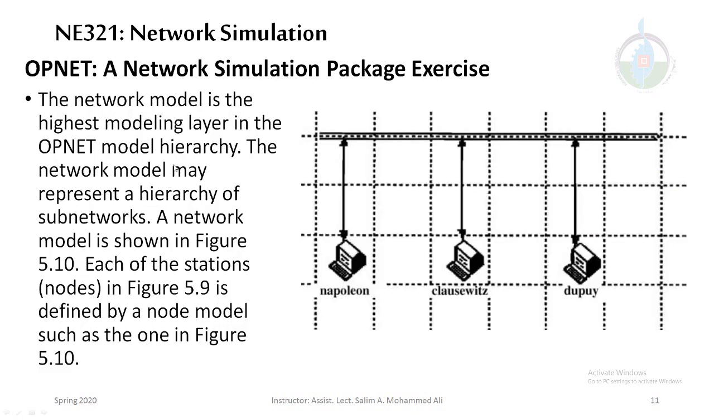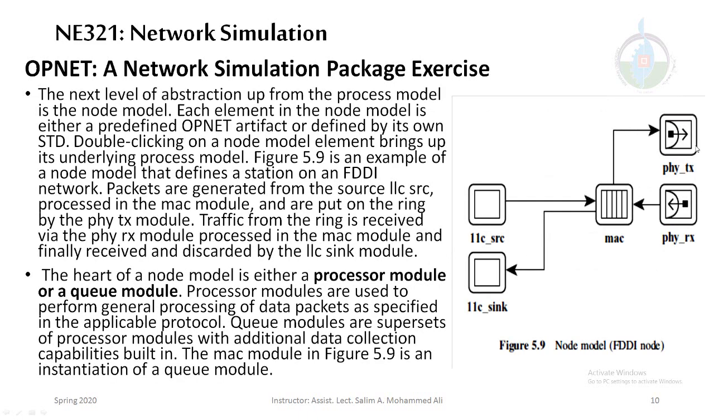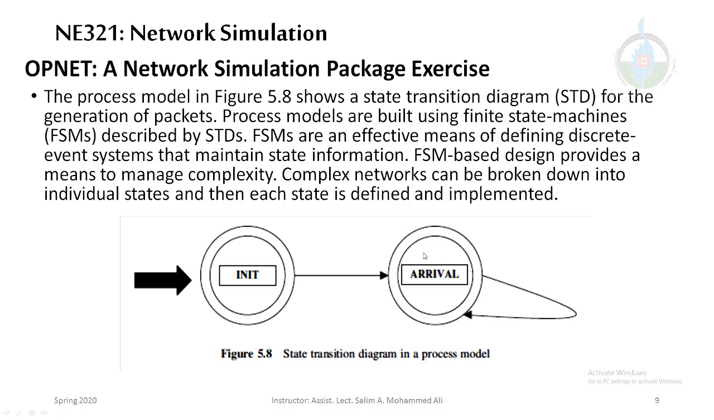Okay. Now let's jump to the last model, the network model, or the highest modeling layer in OpNet. These are sets of icons or figures that are understandable by the students. For example, this is a PC. The network model represents the hierarchy of subnetworks. A network model is shown in figure 5, in which each station node is defined by a node model. In short, if you double click for this model, you may see this node model. Each node model can be represented by an FSM state machine, which is an STD.